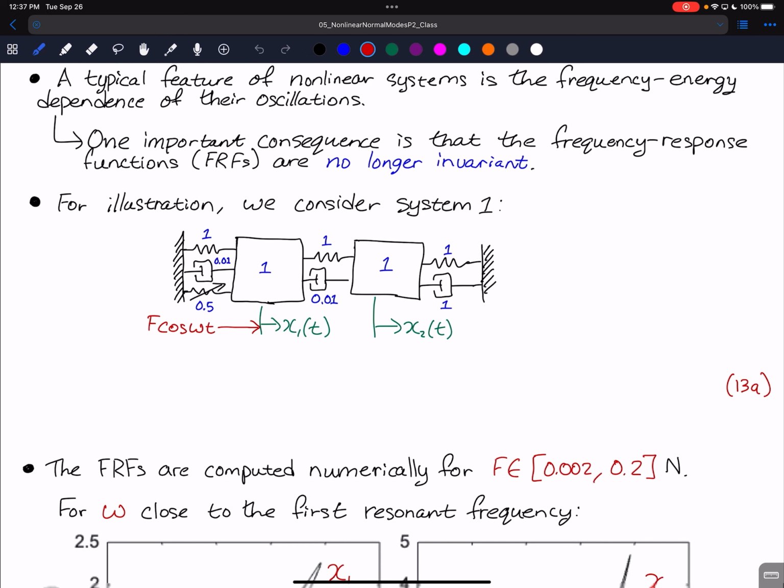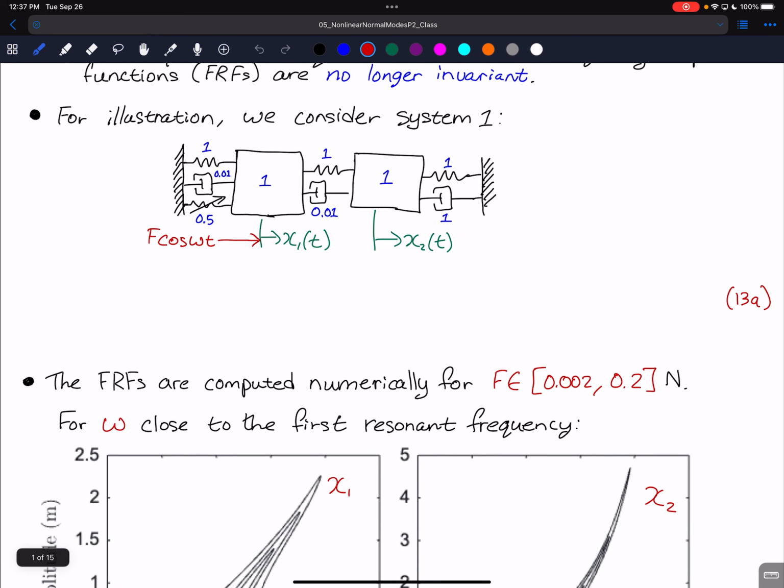The equations of motion for this system are going to be x1 double dot plus 0.02 x1 dot minus 0.01 x2 dot plus 2x1 minus x2 plus 0.5 x1 cubed. That's then equal to f cosine of omega t.